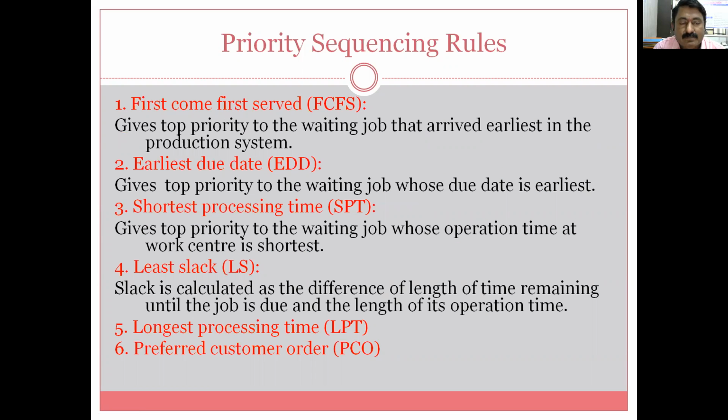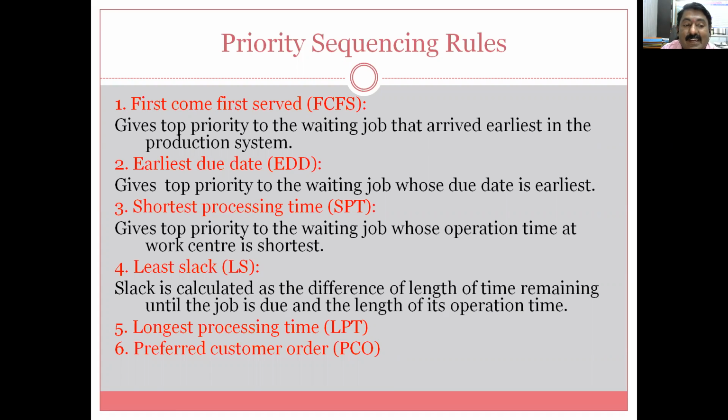So here, first come first served. You might have learned something in the operations research subject. First come first served gives top priority to the waiting job that arrived earliest in the production system. It is a queue system. The job which comes first will be next. Now 10 jobs are there. Out of those 10, the job which first arrived at that machine will be taken first. The one which arrived second will be taken second. So it is the simplest rule, and its cycle will proceed.